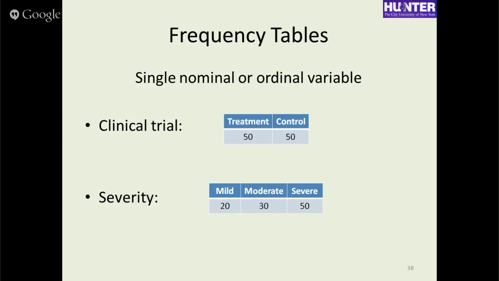This is what so-called one-way frequency tables look like for a single variable, and all it is a count of your number of records that have each value of your nominal or ordinal variable. So this first one is a binary or dichotomous variable. The second one would be a categorical or an ordinal variable because it's mild, moderate, severe, and does have an order.